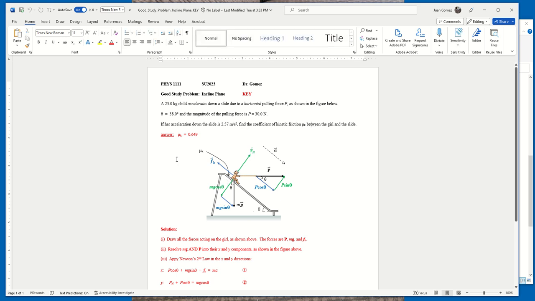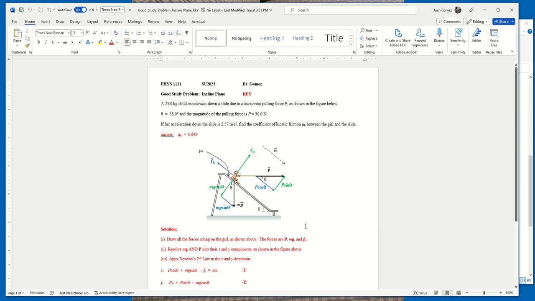Now remember, mu k, there's kinetic friction between the girl and the slide. So you have to draw in Fk, the kinetic friction force. And this arrow here is not a force. It's simply telling you the girl is accelerating down the incline. That represents the positive x direction. Now, if the girl is accelerating down the incline, then Fk has to be directed exactly 180 degrees opposite. So Fk is directed up the incline. And whatever direction something is moving on an incline, that is, by definition, the positive x direction. We know that by now.